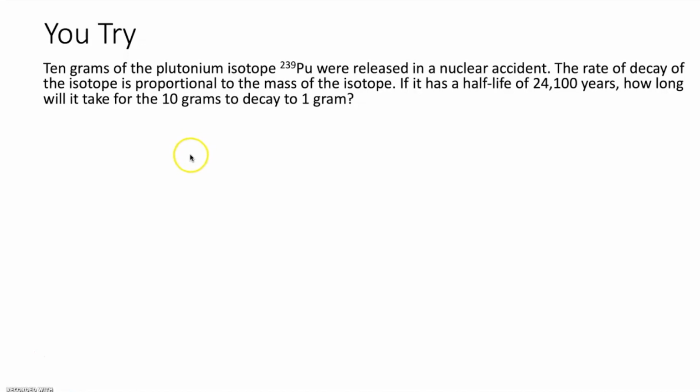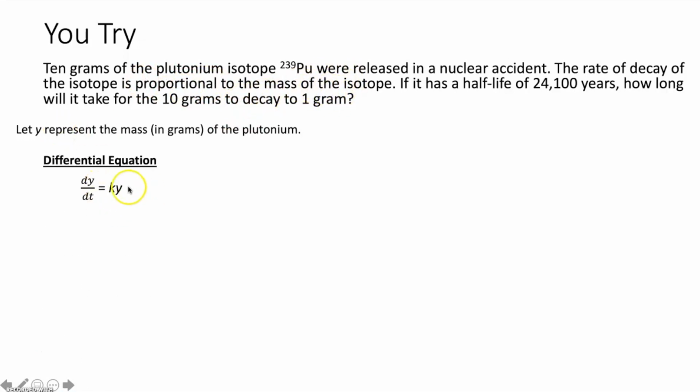So the first thing we should do is establish a variable. We're going to let y represent the mass in grams of the plutonium isotope that's remaining. Now, because this says the rate of decay of the isotope is proportional to the mass of the isotope itself, we know that we are using this differential equation right here, this proportional rate of change, meaning we can use our exponential growth and decay model like we just said. y is equal to c times e to the kt.